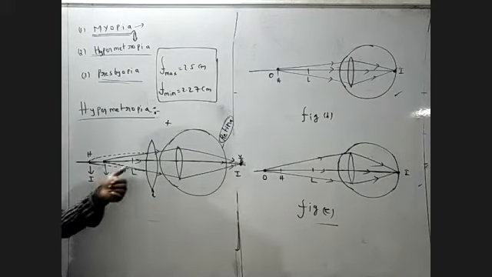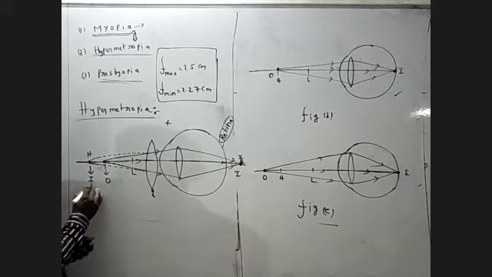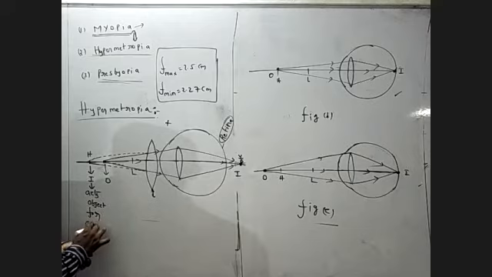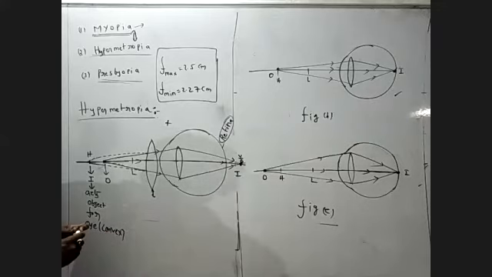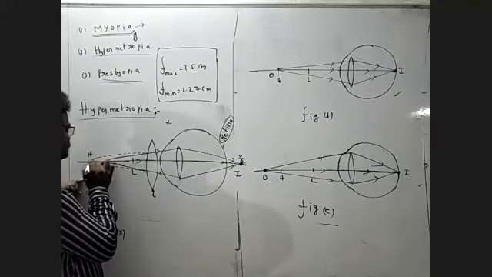This is a convex lens. This is the object for the convex lens, and this is the image for the convex lens. This image acts as the object for the eye lens. This is the image, and it acts as the object for the eye lens. What happened?